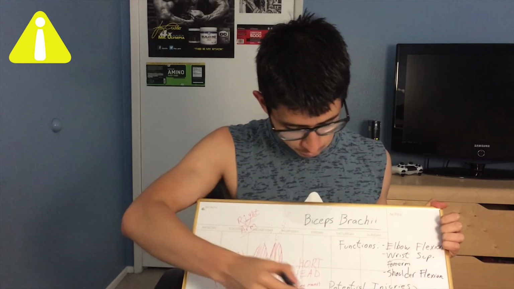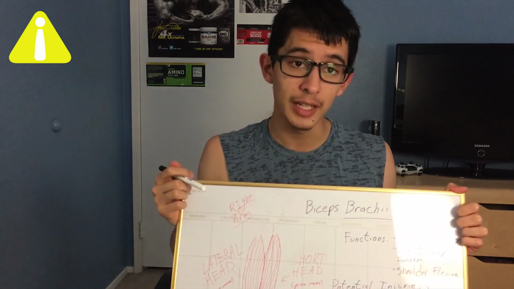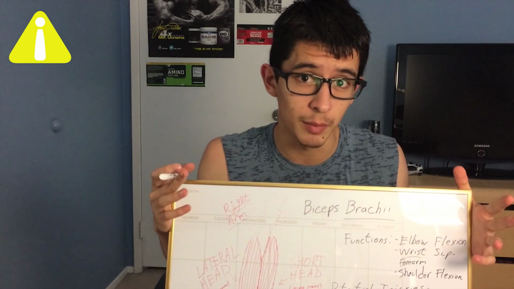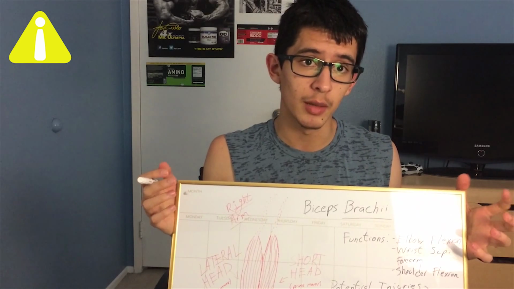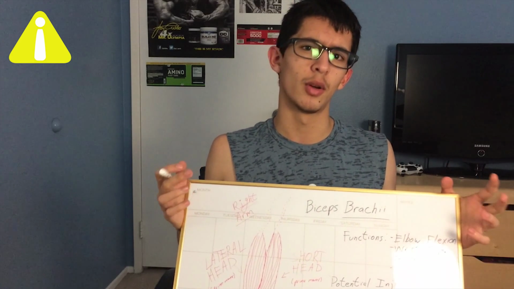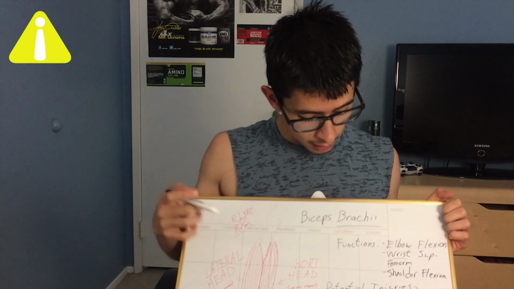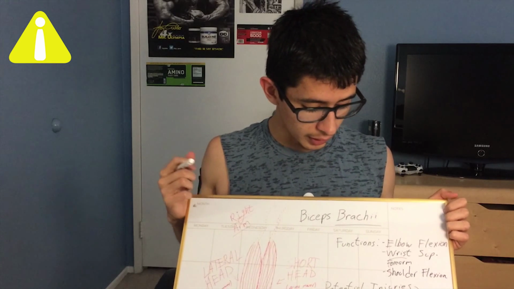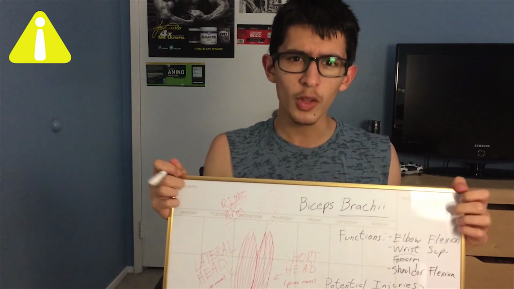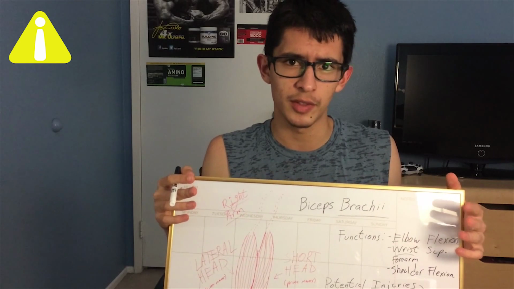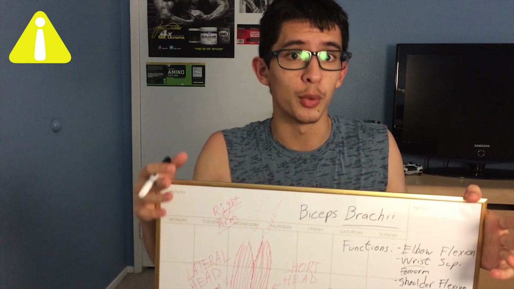So potential injuries, you have bicep tendonitis, which is a result of overusing the bicep, and the tendon becomes inflamed, and over time it can actually detach. You have tendon tears and muscle tears, which are a result of overworking the bicep or having an injury through falling.